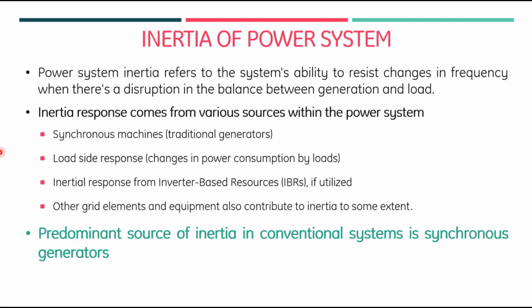So these are coming from different sources. We have talked about the synchronous machine. There will be load damping also. Load side response is there because there are frequency dependent loads, right? If there is a fall in frequency, they may consume less. If there is a rise in frequency, they may consume more. In power systems, we call this the load damping factor. And then we have responses from IBR and other grid elements, which are now coming, like synchronous condensers and grid forming inverters. But right now the predominant source of inertia in our system is the synchronous generator.